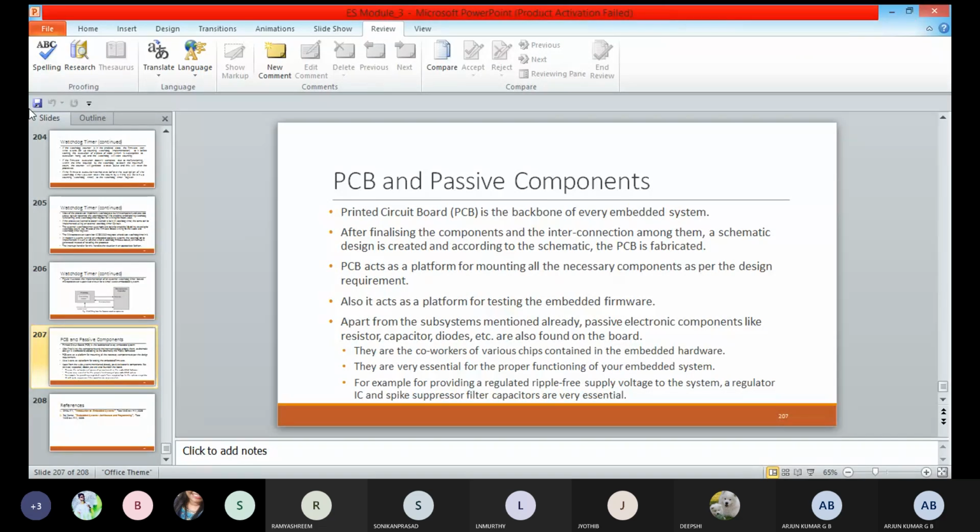What are the things you have studied? After designing, you go for the simulation, and the same simulation is then entered on the PCB. That is called a schematic diagram. It is the circuit diagram of your whole system that should be printed on your PCB. That is the main backbone of your embedded system.